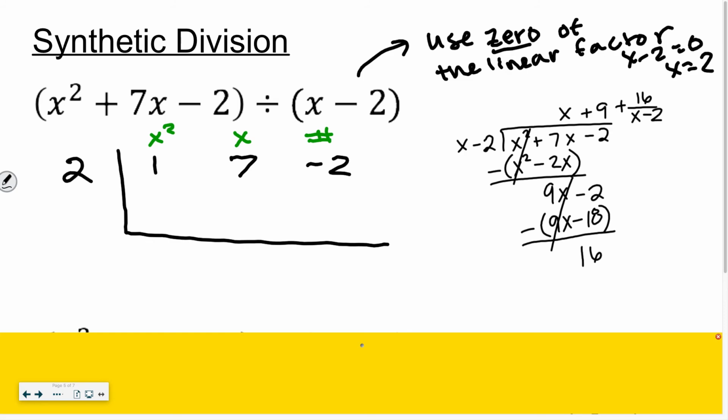Okay, now, there are 2 steps. It's my little mantra, I call it. I just keep saying it. Add down and multiply. Add down. 1 plus nothing is 1. Multiply. 1 times 2 is 2.